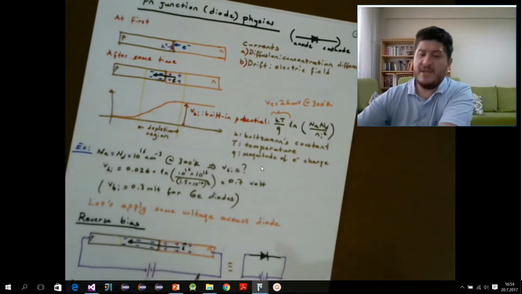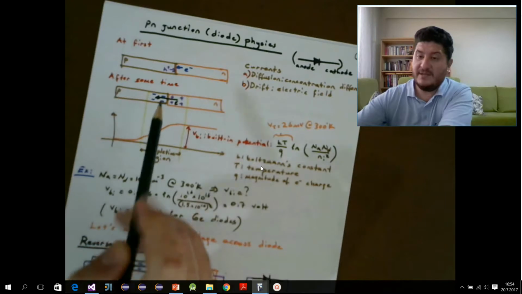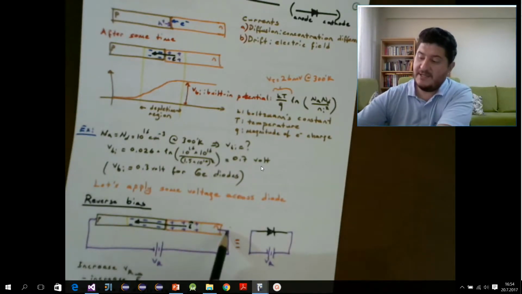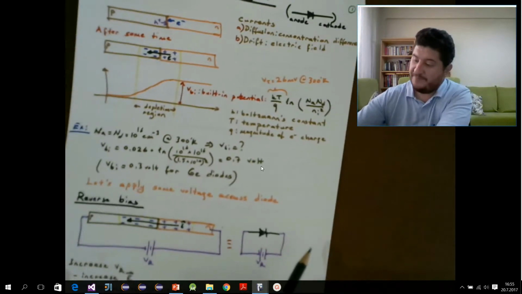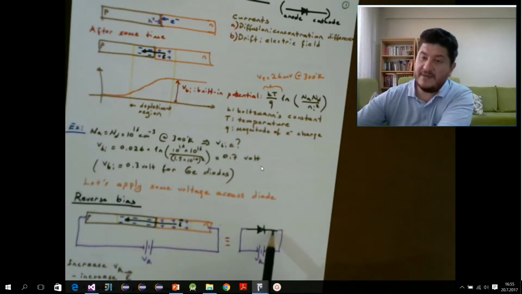So far, we haven't applied any voltage across this PN junction, and nothing interesting is happening so far. What happens when we apply a voltage that is higher in the N side? So this is the P side, this is the N side. I'm applying a voltage that is higher on the N side. Now, here in the symbol, this is the P side, this is the N side, and we are applying a voltage that is higher on this side.